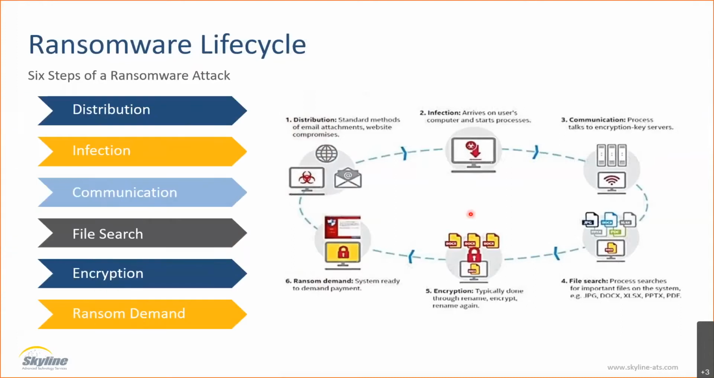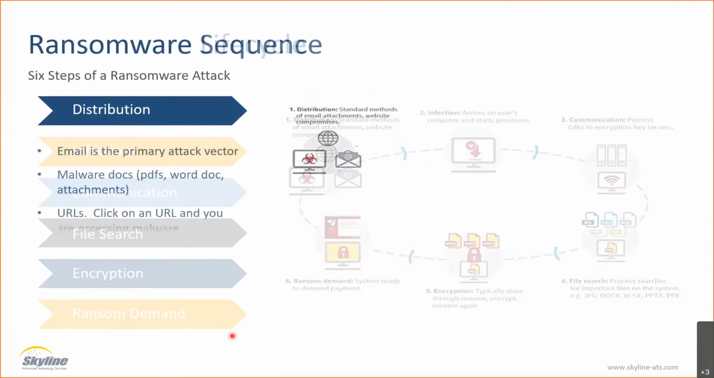What's the ransomware life cycle like? There are 6 steps in a ransomware attack: distribution, infection, communication, file search, encryption, and ransom demand.